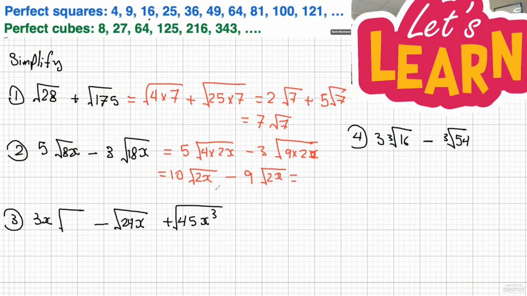And now they become like terms because what's under the radical, both are the same, so they're like terms. So you just add the coefficients, and here you're subtracting. 10 minus 9 is 1. So that will be just 1 root 2x, and you don't even have to write the 1, so just root 2x.